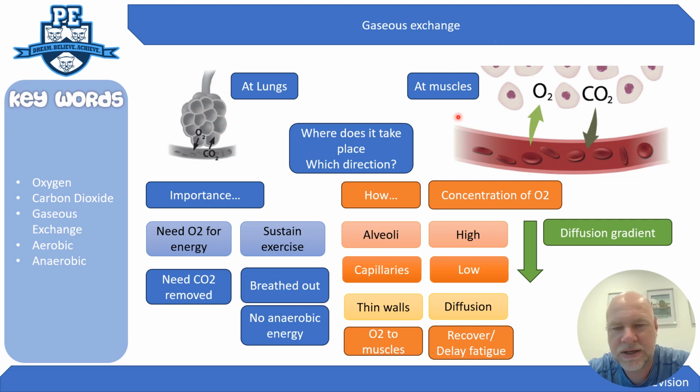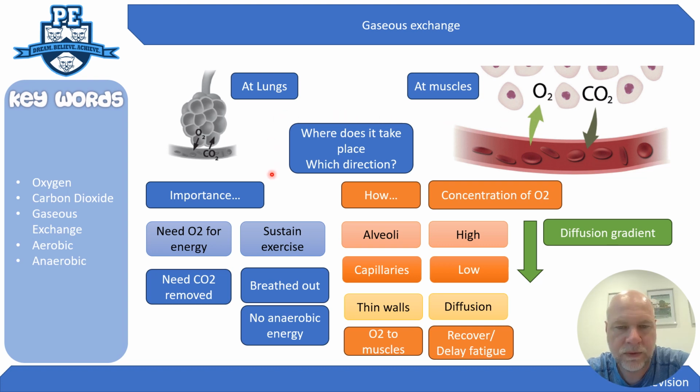Now, this question tends to be stuck in there to catch people out. In this picture you can see that oxygen is leaving the bloodstream and going into whatever this structure is, and carbon dioxide is leaving this structure and going into the bloodstream. That's happening at the muscles. Many students see this picture and just assume it's happening at the lungs. It's not, and if it comes up, don't be fooled by it. It's happening at the muscles.